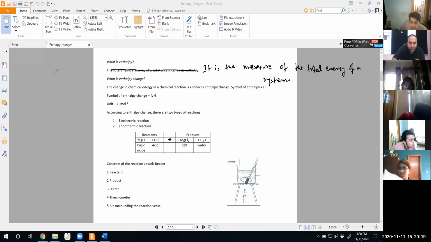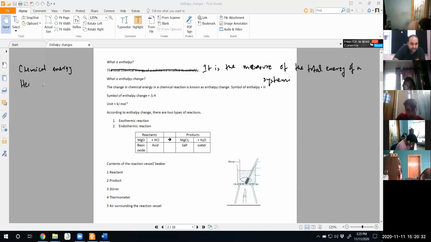So in this enthalpy chapter, we are concerned with two types of energy: chemical energy and the other is heat energy. So chemical energy is of two types. It's made up of kinetic energy and potential energy.